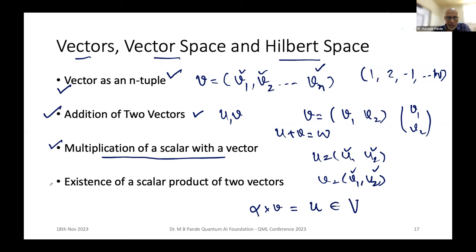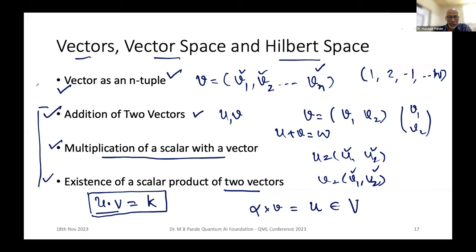Now, the fourth point is the existence of a scalar product of two vectors. So when I say U dot V, this is called a scalar product, and this gives you a number K. These properties together constitute something called a Hilbert space. So a Hilbert space is a special case of a vector space with the addition of the existence of a scalar product of two vectors. Okay, so that is the next point.